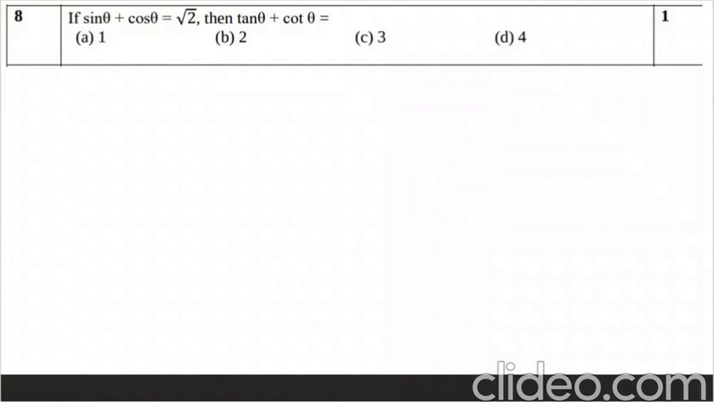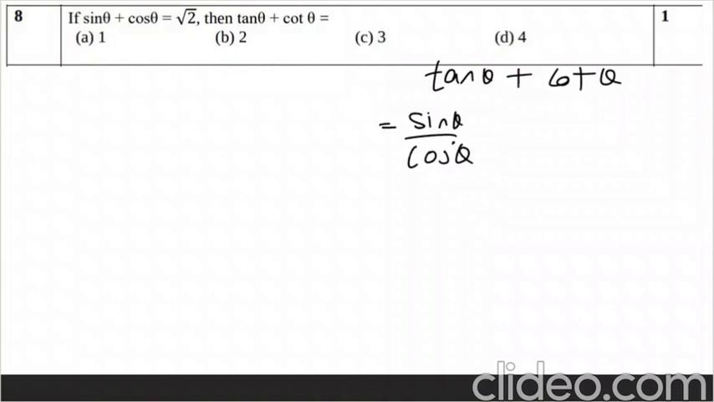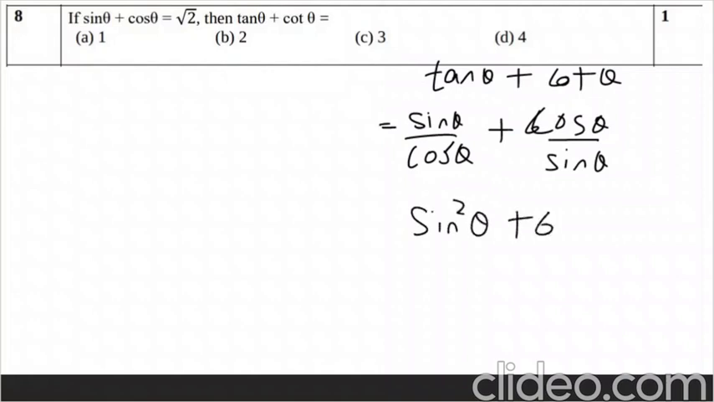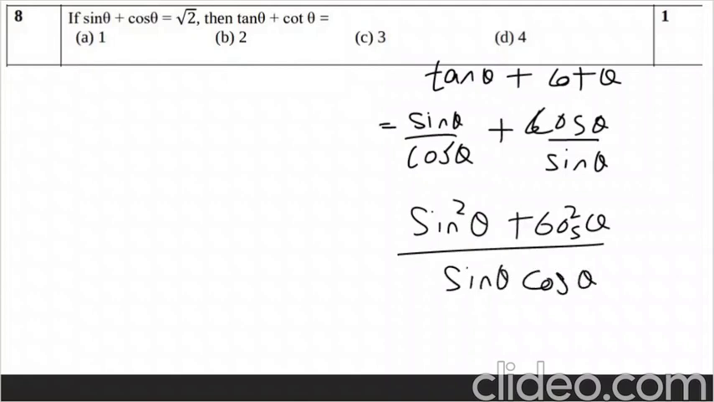Okay, see, tan theta and cot theta, how can I write them? If I reframe them, can I write them as tan theta plus cot theta? Tan is nothing but sine theta by cos theta, isn't it? We have studied the opposite ratios. Plus cot theta is nothing but cos theta divided by sine theta, reciprocal ratios, isn't it? Now we can find the LCM. LCM will be sine square theta plus cos square theta divided by sine theta and cos theta, isn't it? I found it out, correct?